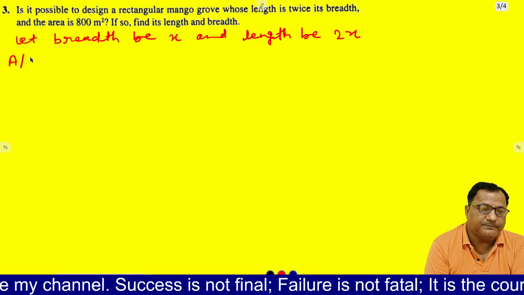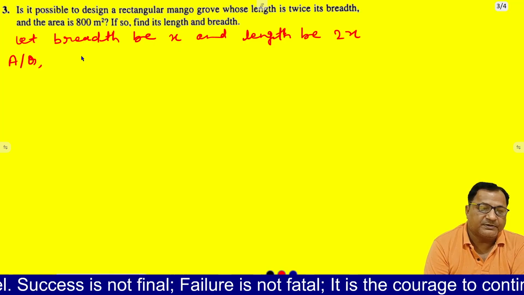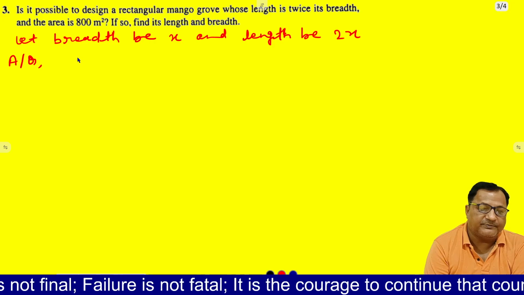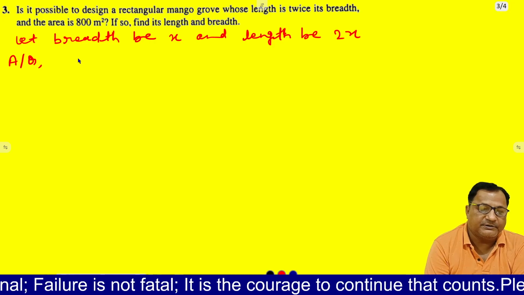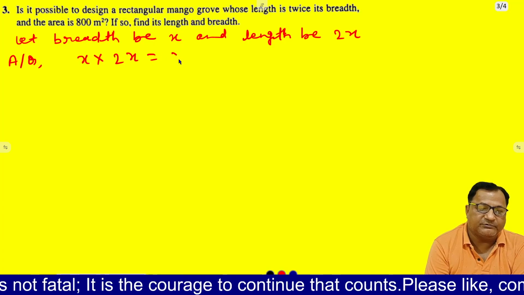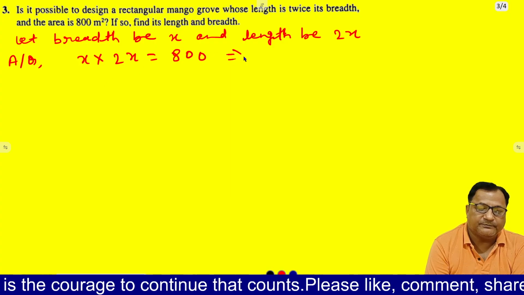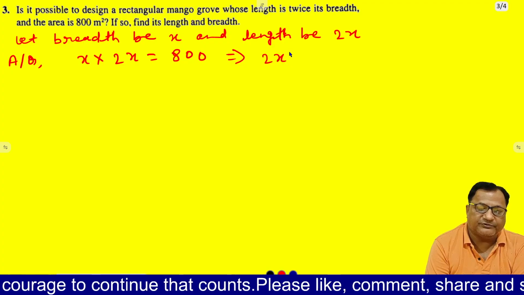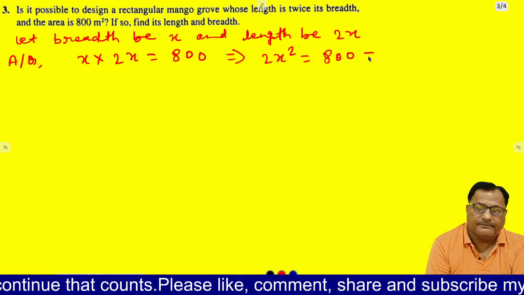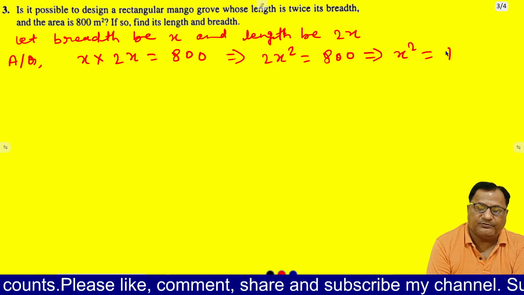According to the question, the area is given as 800. The area of a rectangle is length into breadth, which means x into 2x is equal to 800. So 2x square is equal to 800, and x square is equal to 400.